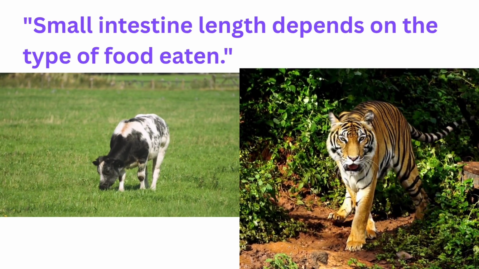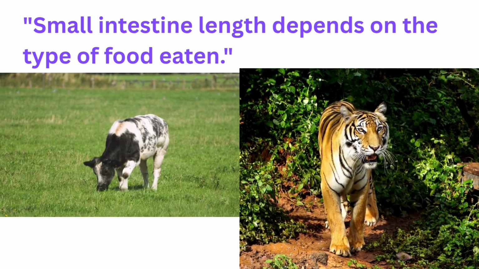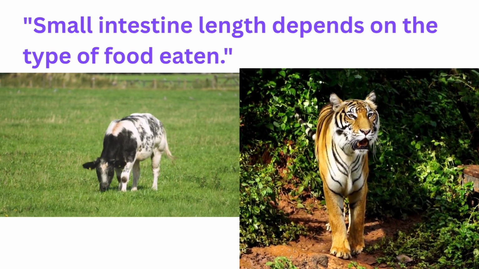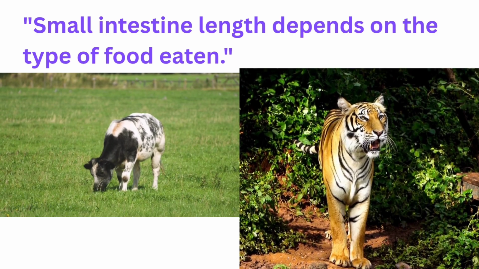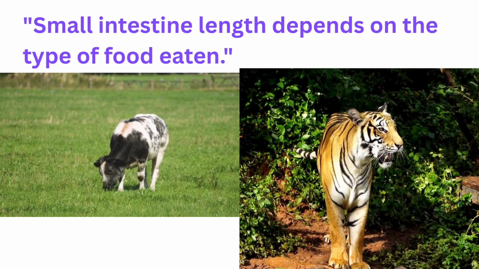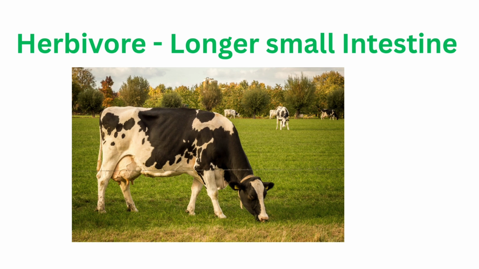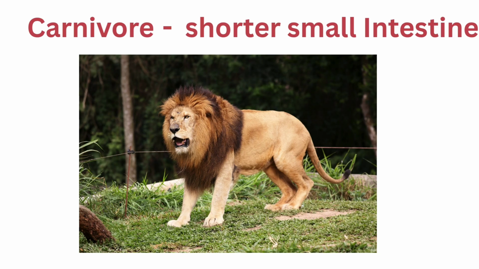It is because the type of food they eat changes their digestive needs. That is, herbivores eat grass, which contains cellulose. Cellulose is a tough material that takes more time to digest, so they need a longer small intestine. But meat is much easier to digest, so carnivores manage with a shorter one. That is, carnivores need a short small intestine. That is, the length of the small intestine differs in various animals depending on the food they eat.